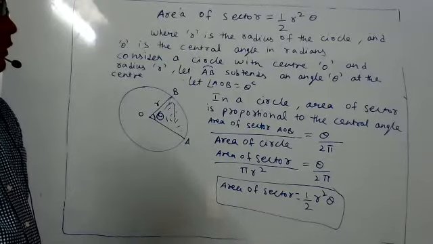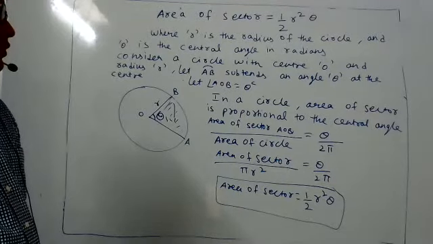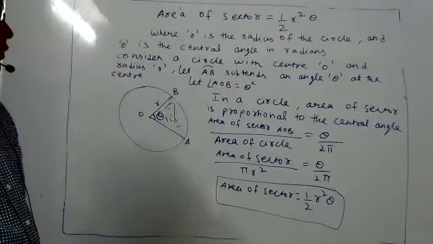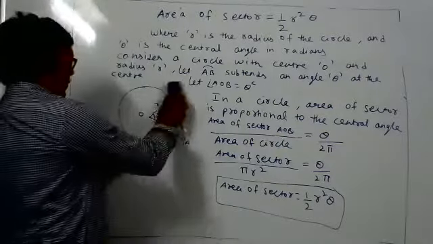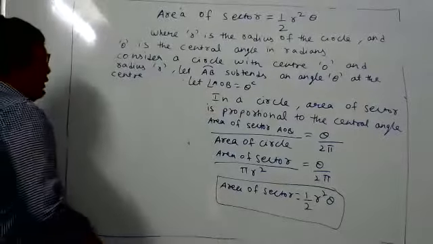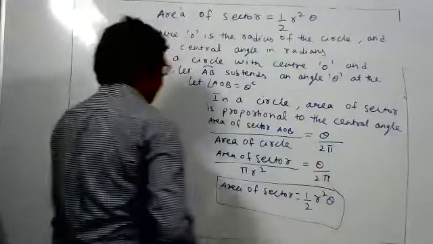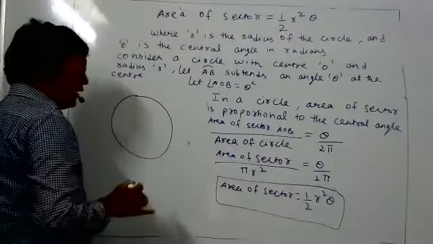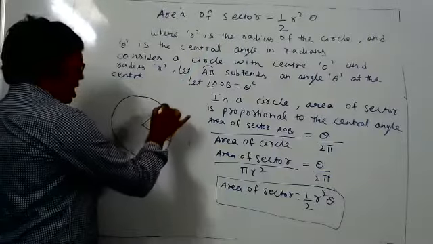Sir, I didn't understand why that 2 pi came. Theta by 2 pi, I understood theta. Now see here. Did you understand why theta came? Tell me why theta came. That is the angle AOB, made by the sector AOB at the center.